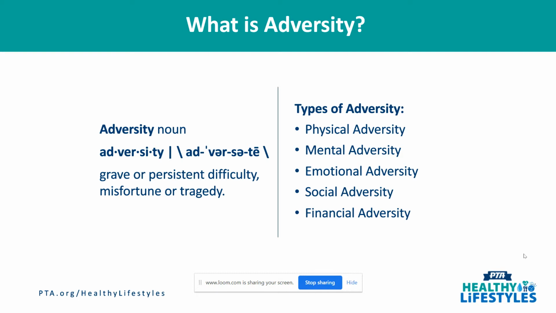Physical adversity, such as physical disability, chronic pain or illness, or abuse. Mental adversity, such as mental disorders or illnesses. Emotional adversity, such as experiencing loss, trauma, chronic stress, and relationship issues. Social adversity, such as experiencing racism, hate, bigotry, bullying, exclusion, or isolation. And financial adversity, such as poverty, job loss, homelessness, and food insecurity.